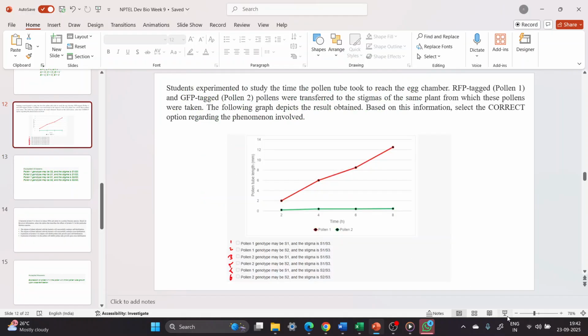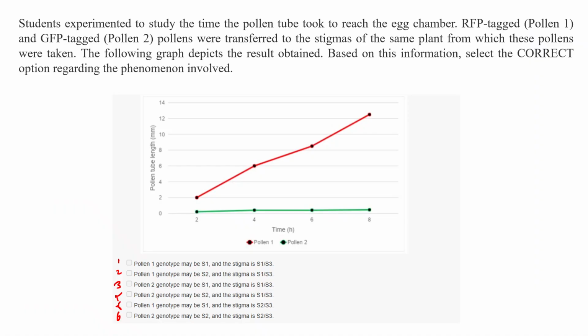So I've opened the answer anyway. The question is that students experimented to study the time the pollen tube took to reach the egg chamber. RFP tagged and GFP tagged pollens were transferred to the stigmas of the same plant from which these pollens were taken. The following graph depicts the result obtained. Based on this information, select the correct option regarding the phenomena involved.